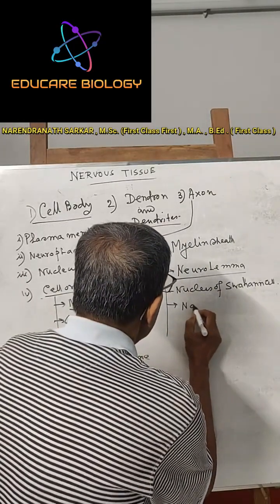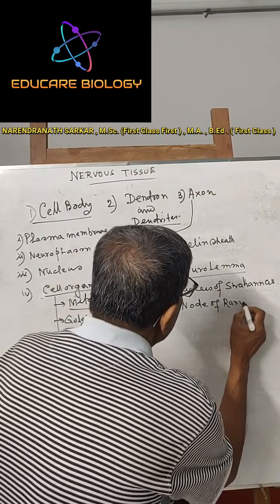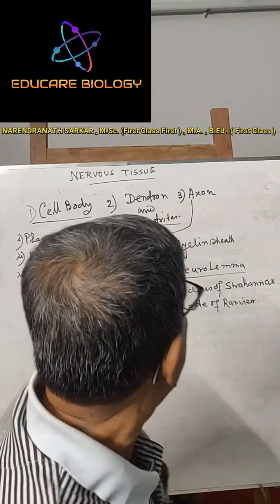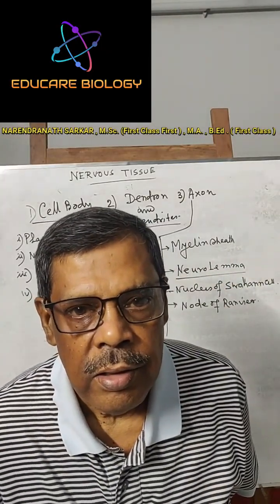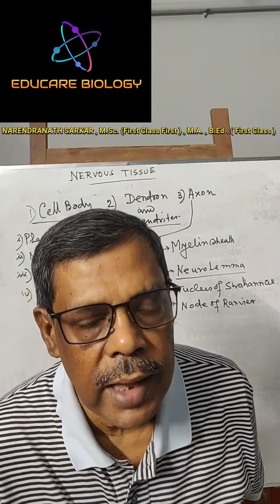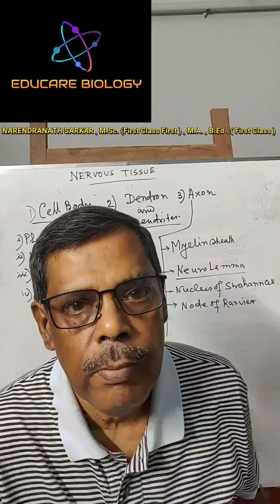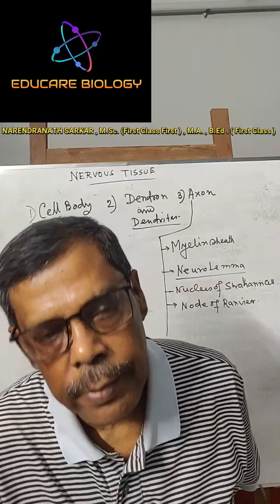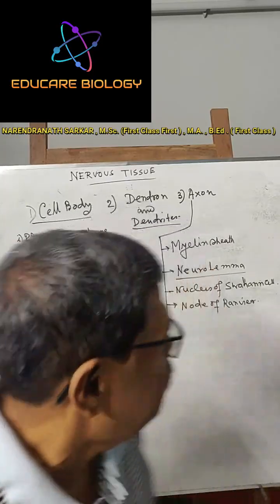Next, node of Ranvier, where the myelin sheath is absent. In some places, over the axolemma, there is a gap where there is no medullary sheath. This gap or node is called node of Ranvier.